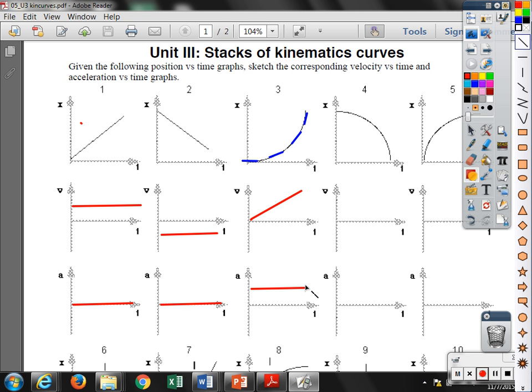So because the velocity begins at 0, having a positive acceleration means that the object will pick up speed in the positive direction over time. Let's take a look at number 4. This object begins its motion some positive position away from the origin. It moves back towards the origin in a negative direction.